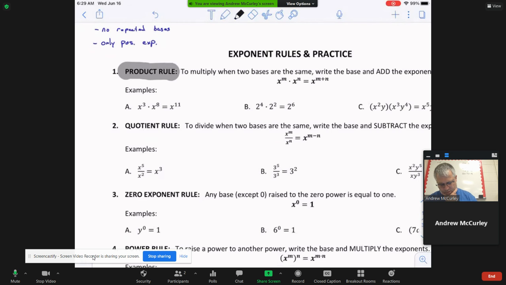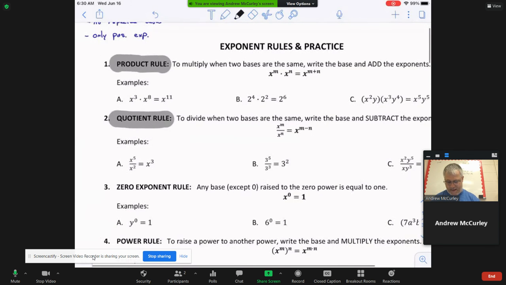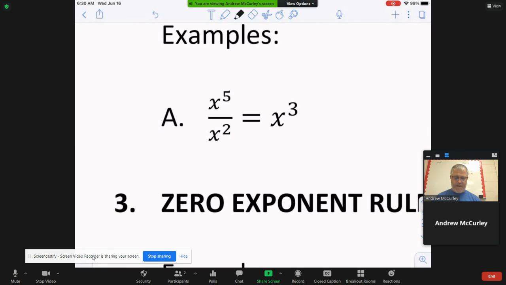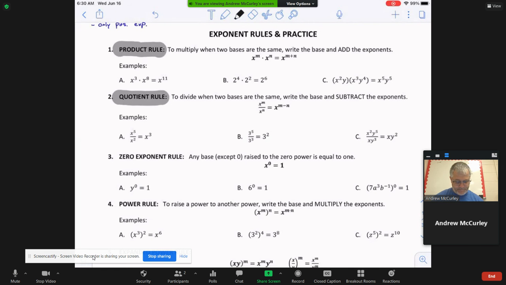The next one is the quotient rule. If we have a base in the numerator and the same base in the denominator, we can just subtract the exponents. Like the examples we have here. After you subtract, you may end up with a negative exponent, and you'll have to deal with that as well. There are some good examples of what you have to do. Maybe in problem C, we might have more than one variable.